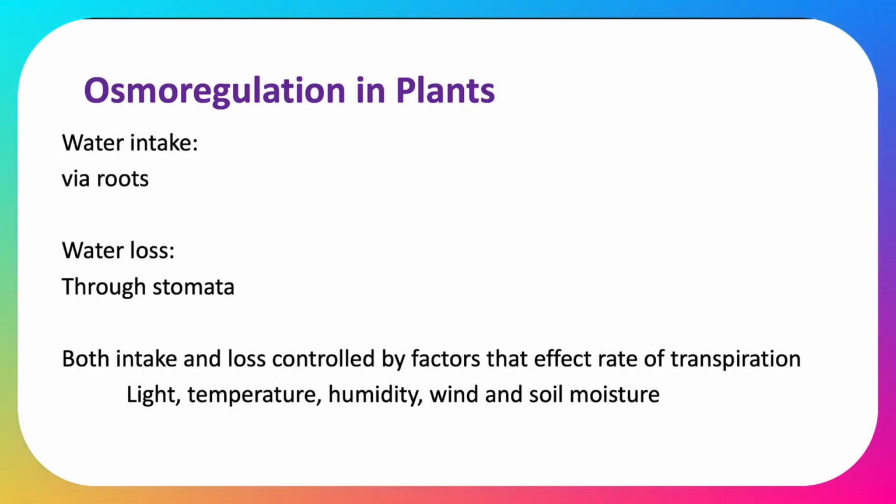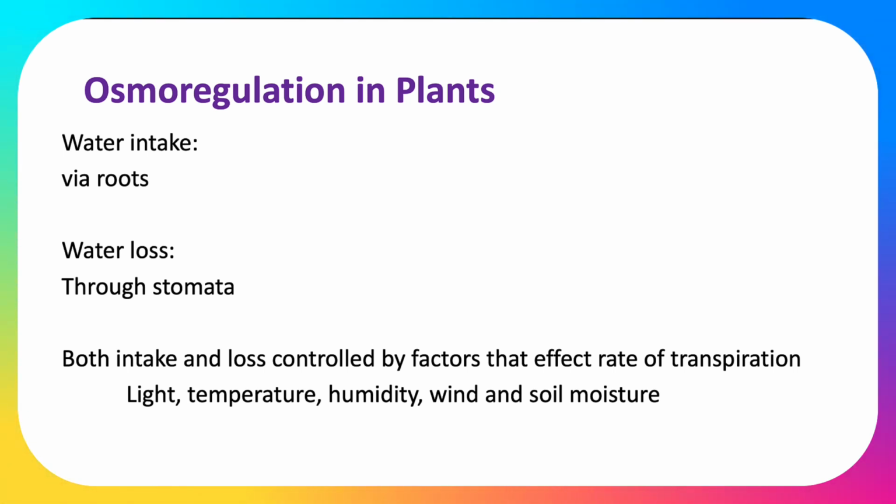Okay, so let's look at osmoregulation in plants. Water enters the plants through the roots, and it is lost through the stomata. Now, we've talked in previous videos about how the mechanism of water evaporating out of the leaves, transpiration, is not only the way plants lose water, but it's also the mechanism by which water is pulled up through the plant. So it's kind of like a double-edged sword. But importantly, this is how plants can control osmoregulation through the stomata.